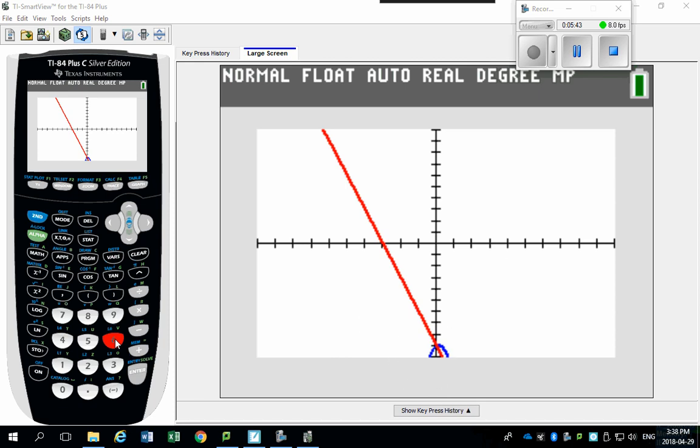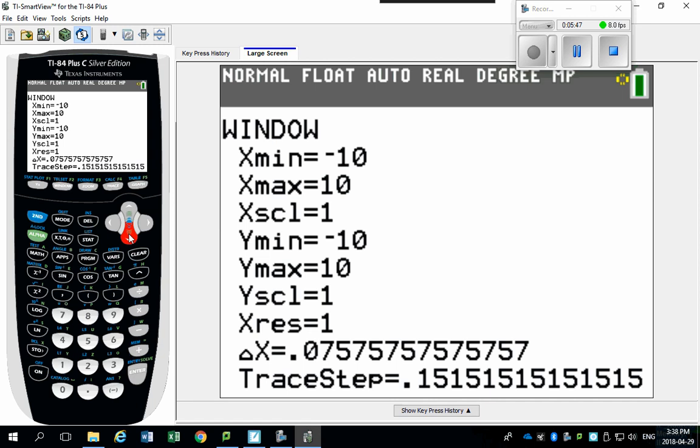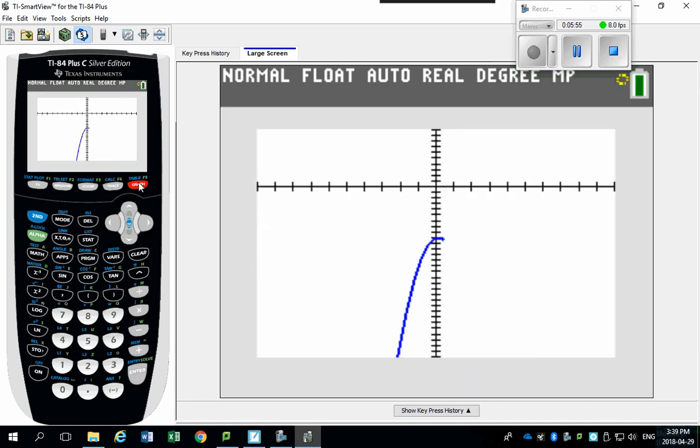So let's change our y values. Okay, here we go. Go over to the window. I'm going to drop the y min down to, I don't know, probably a minus 30. Let's see what happens there when I hit graph. Let's see. And, oh, much better. I know I've got an intersect. It looks like I'm right here and my other one right there. Okay, so let's find those two intersects.